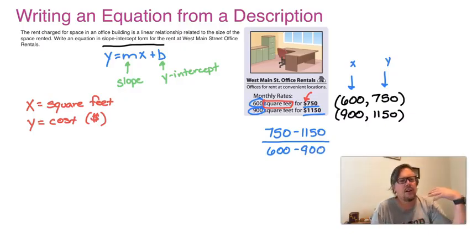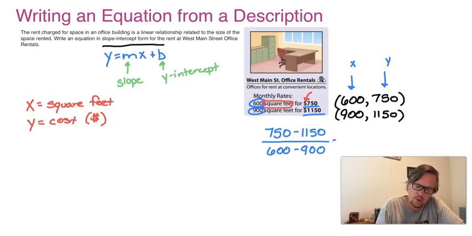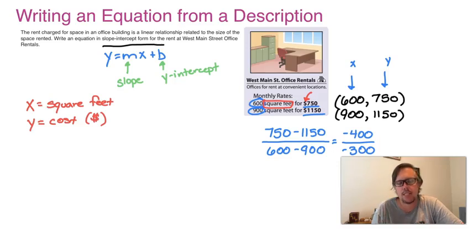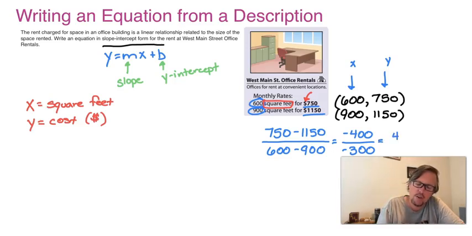So what we're trying to figure out is how many square feet did we increase by, and then how much money did it cost us for that extra square footage. So 750 minus 1150 is negative 400, and 600 minus 900 is negative 300. A negative over a negative is a positive, and 400 over 300 reduces to 4/3. So there's our slope right there.